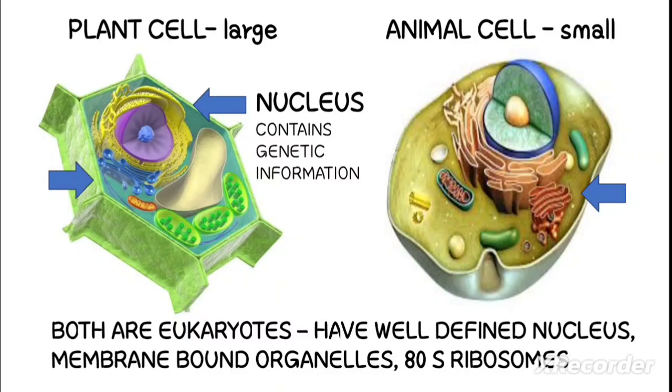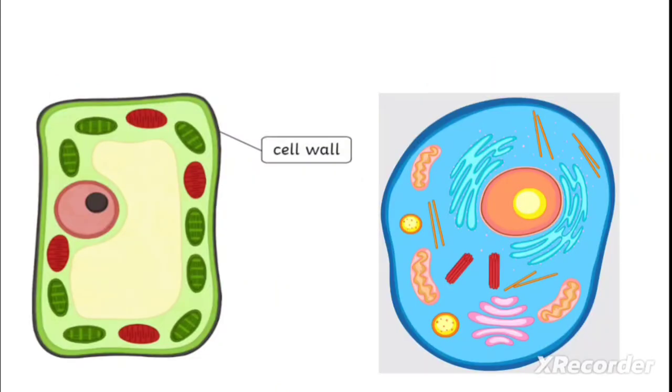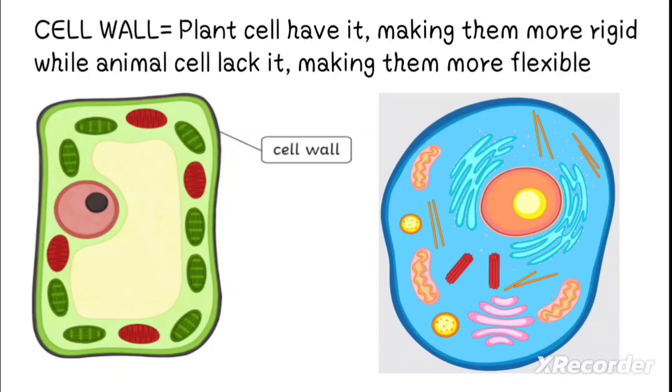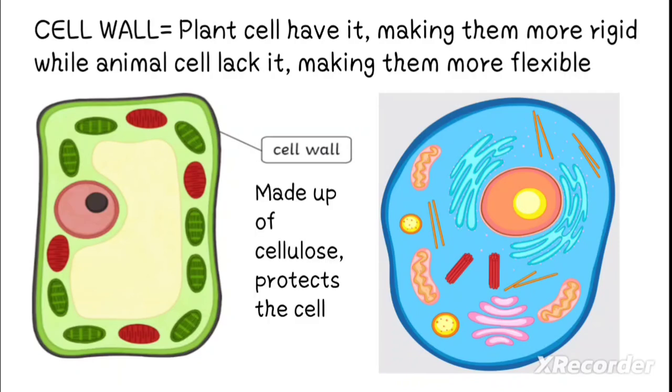So now let's see what the major differences between them are. Starting with the first difference, which is the cell wall. The cell wall is present in a plant cell, but the animal cell lacks it. Plant cells have it, making them more rigid, while animal cells lack it, making them more fragile. The plant cell wall is mainly made up of cellulose and it protects the cell.